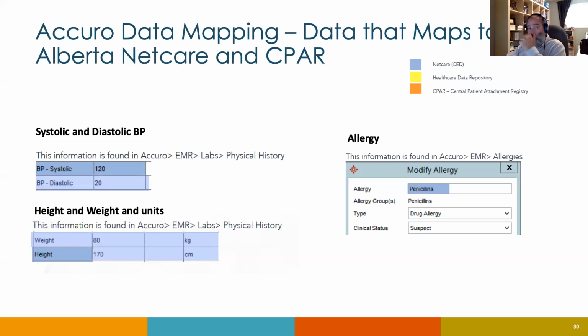Information about vitals comes from the lab section of Accuro, and you can see blood pressure, height, weight, and waist circumference. Allergy information comes from the allergies section, and it's just the allergen. Other information about the allergy entry is not taken, and that's why on the CED, it just shows as a possible allergy.